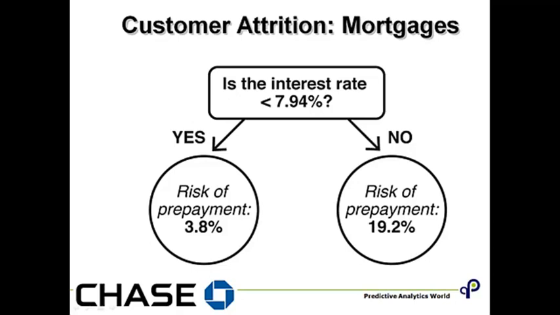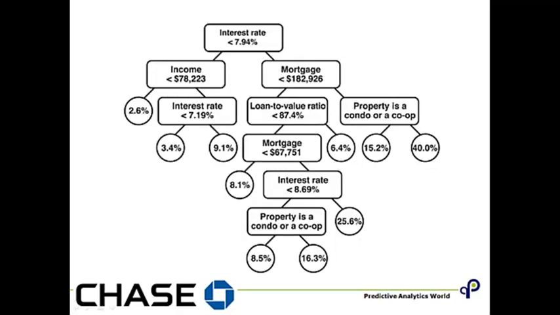If the interest rate is higher, then you go right, and the risk of defection is 19%, a huge difference just based on that one variable, that one factor. So just briefly for the moment, a real brief overview to get started with decision trees is that same thing as now the top of this tree.